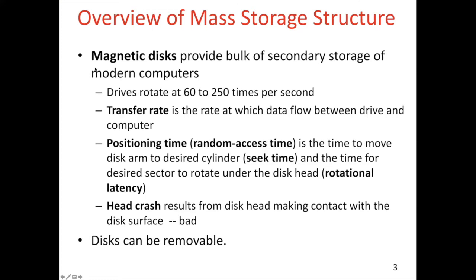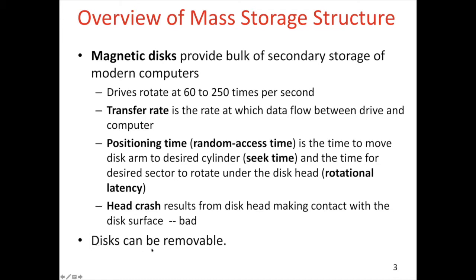Magnetic disks provide the bulk of secondary storage of modern computers. Drives rotate at 60 to 250 times per second. Transfer rate is the rate at which data flow between the drive and the computer. Positioning time, or random access time, is the time to move the disk arm to the desired cylinder, the seek time, and the time for the desired sector to rotate under the disk head, the rotational latency. A head crash results from the disk head making contact with the disk surface, resulting in a bad sector.